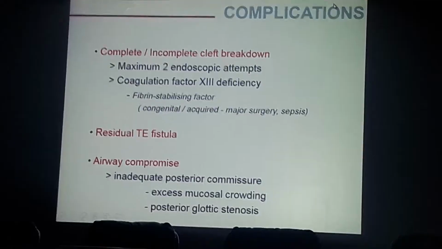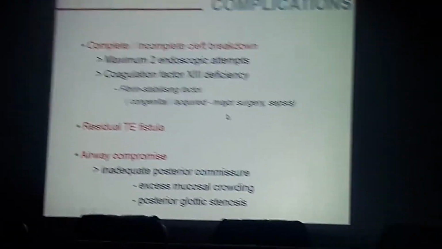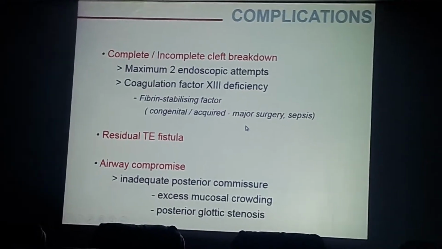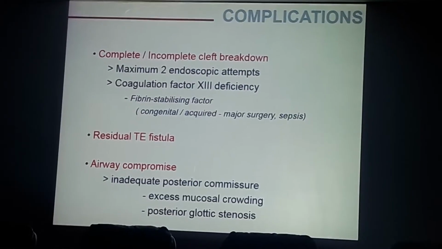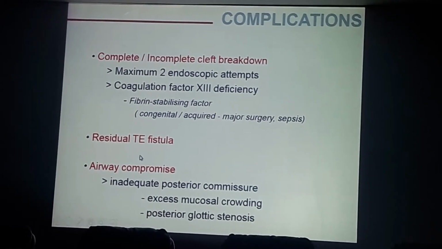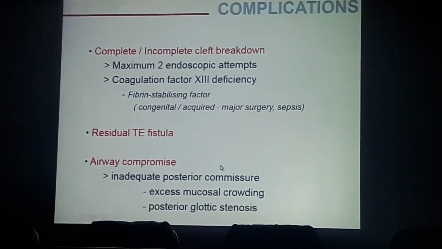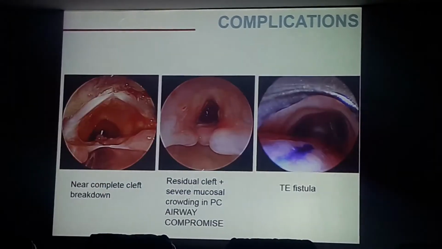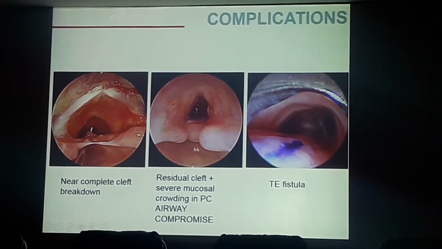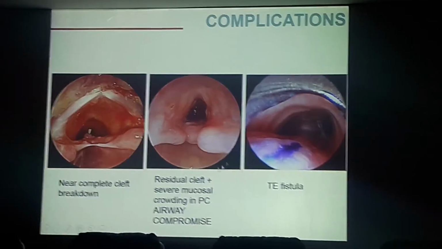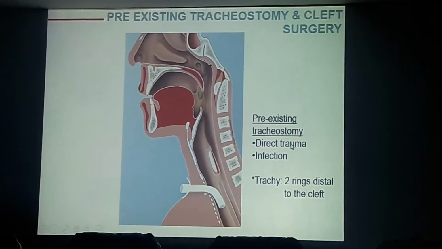Now, what happens with factor 13 is that it can be deficient congenitally, or it can be acquired, especially after major surgery or sepsis, which typically is the case in these small and sick children. The repair can be compromised, and this is what happens if multiple surgical corrections have been done incorrectly. You have an incomplete breakdown of the cleft, a residual cleft with a lot of crowding of mucosa, and there we can see a tracheoesophageal fistula.